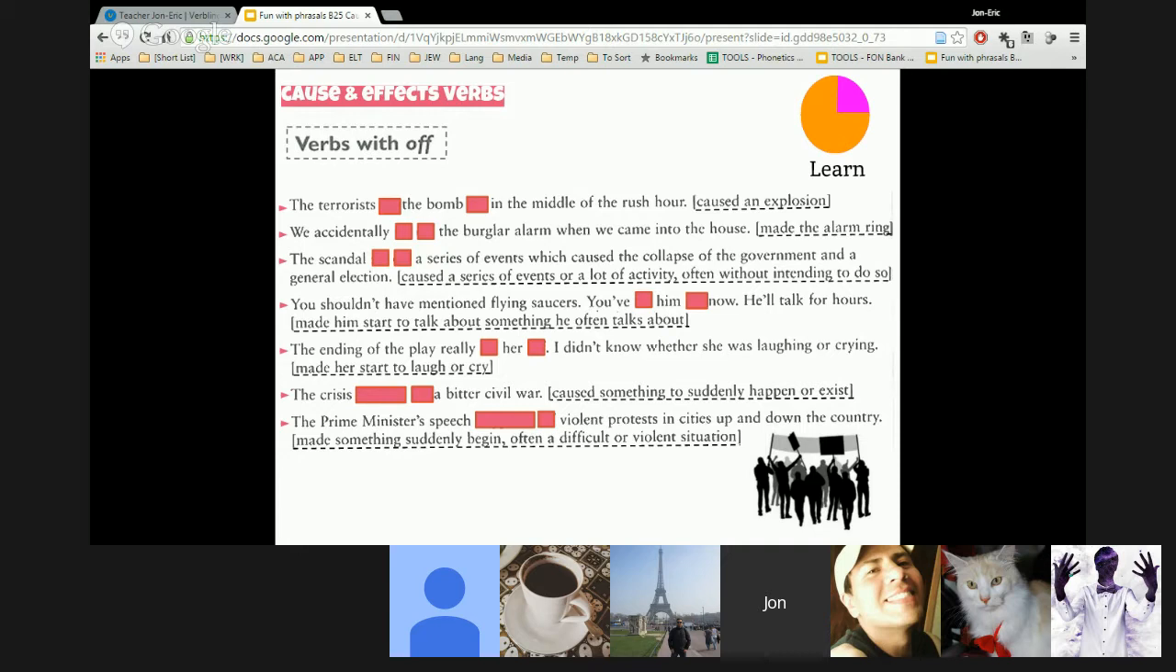Okay, we've got caused an explosion, made an alarm ring, caused a series of events or a lot of activity, often without intending to do so. On the fourth one, made him start to talk about something he often talks about. The fifth one, made her start to laugh or cry. The sixth one, caused something to happen suddenly. Then the last one, made something suddenly begin, often a difficult or violent situation. So, you can probably already tell that you're going to use the same ones more than once. They'll be used in different ways.